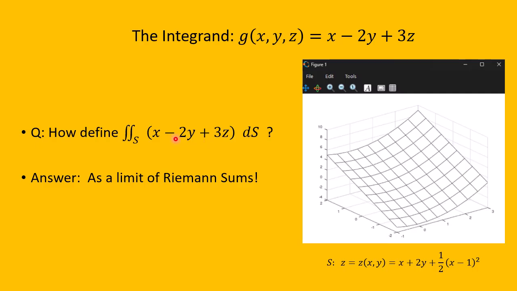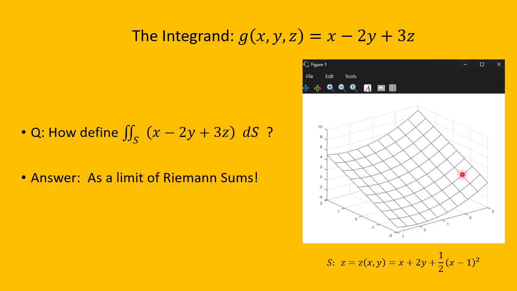In our integral over the surface S, we're going to let the integrand be x minus 2y plus 3z. And so the question then is, how do we define, and later, how do we calculate this surface integral, the value of this surface integral? And the answer, starting from the basics, is to write this surface integral as a limit of Riemann sums.